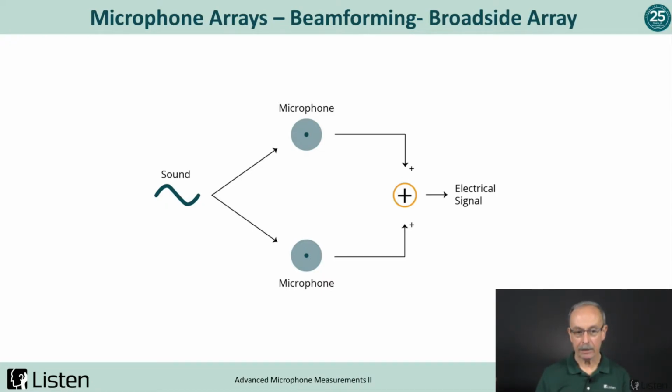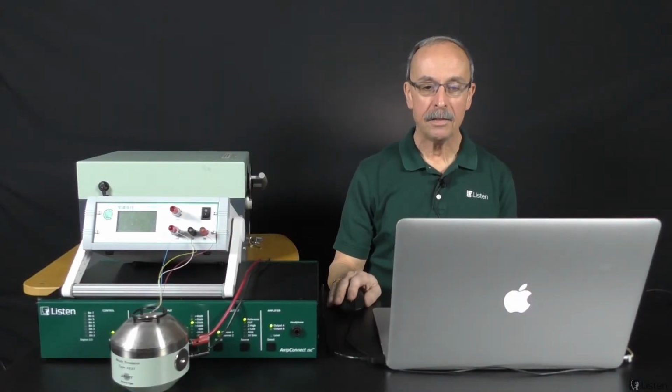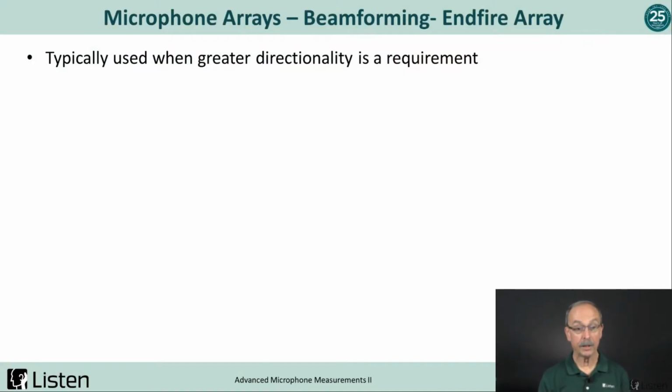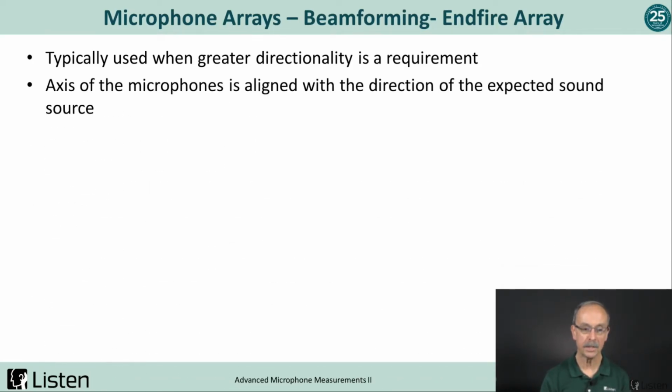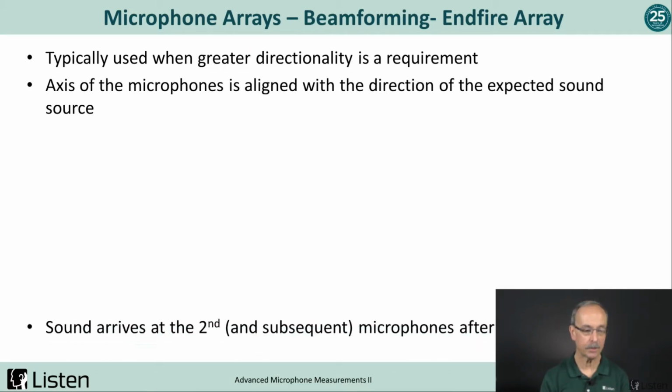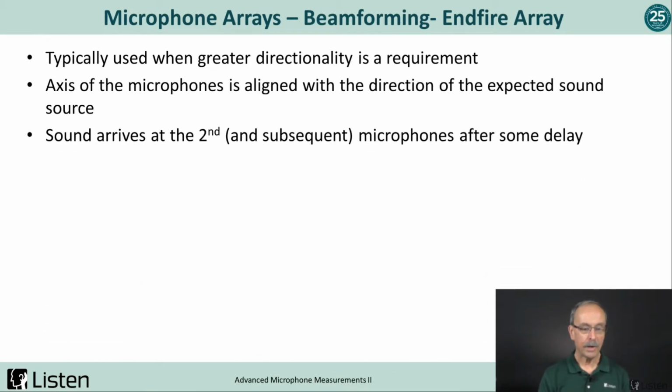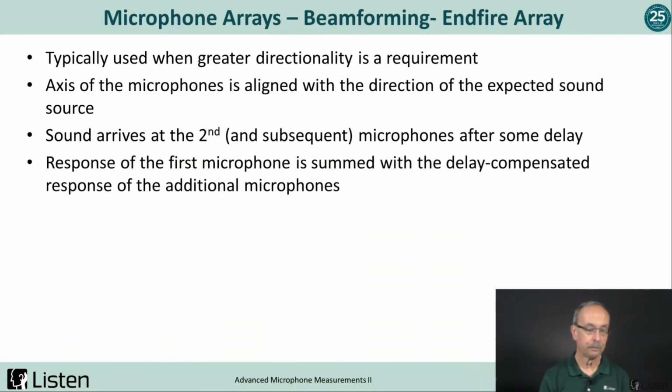And here's a little diagram of a simple broadside array. We have our sound source, we have our 2 microphones, and their outputs are summed and then sent out as an electrical signal. Next, we'll talk about the endfire array, and these are typically used when greater directionality is a requirement. The axis of the microphones is aligned with the direction of the expected sound source, and the sound arrives at the second or subsequent microphones after some amount of delay due to their different distance from the source.